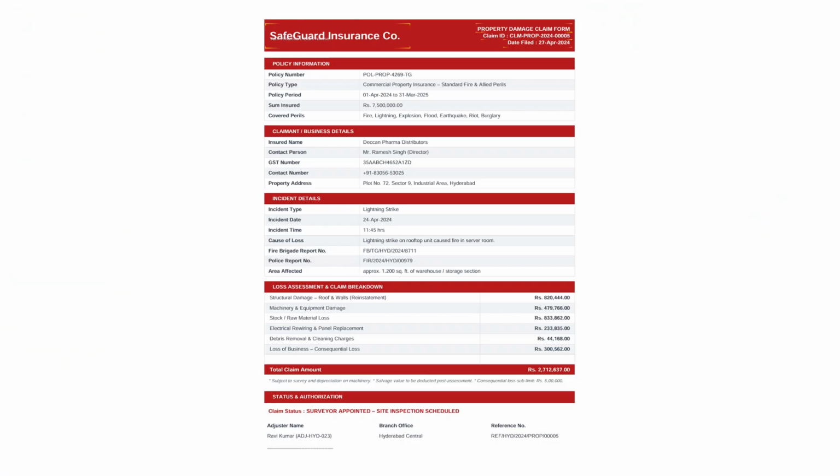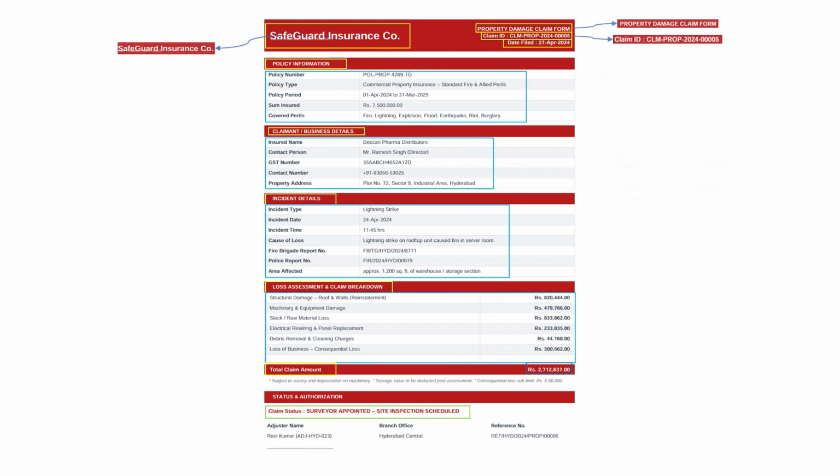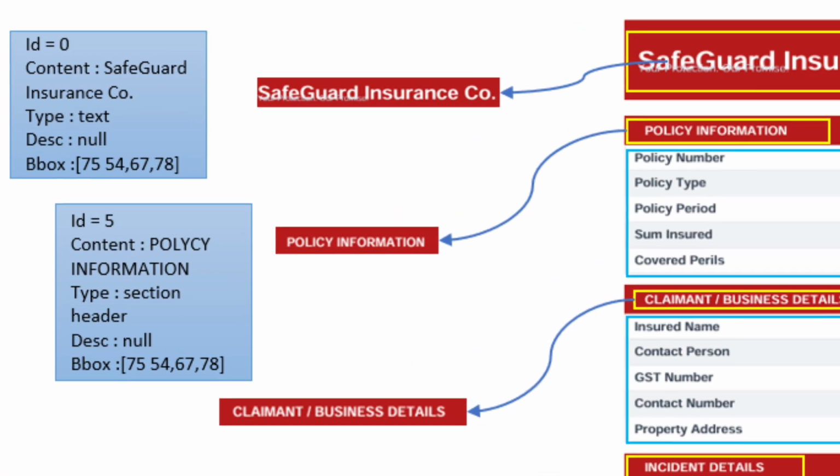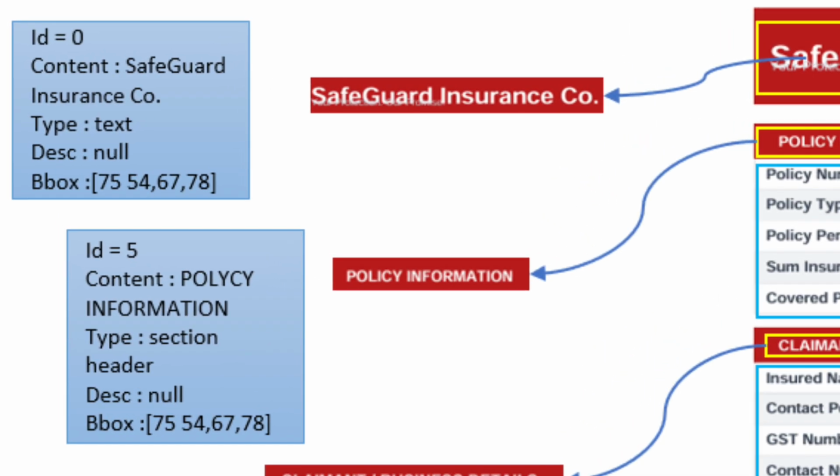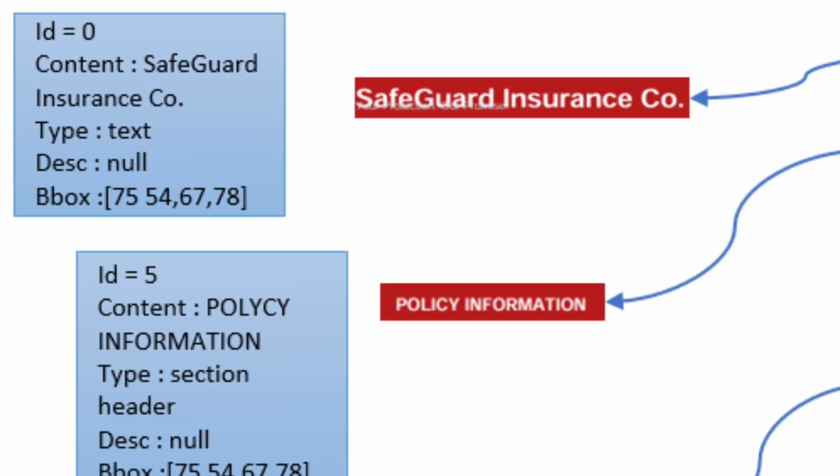As you can see on screen, the elements are highlighted with the yellow box and blue box. Now here is another interesting thing. Every element has ID, content, type, bbox and description. So these are the fields that every element has, which we can identify using this blue box and the yellow box.